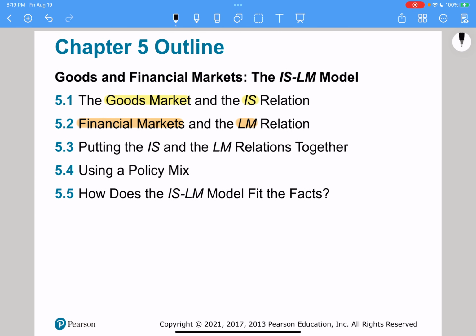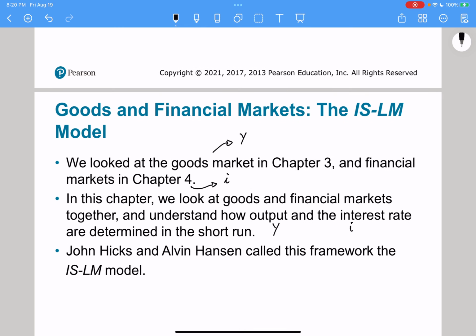First of all, we will discuss the goods market and how this can derive the IS relation. And the same thing in the financial markets and how this can create the LM curve or the LM relation. Then we put these two together, and then we will have the equilibrium in that market. After that, we can change the equilibrium through some policies. We're going to use the fiscal policy and the monetary policy.